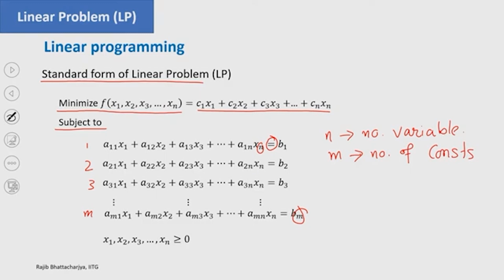It is a minimization type problem, but you need not worry if your problem is a maximization type, because you can convert your maximization problem to a minimization problem. The constraints should be equality type constraints. If you have inequality type constraints, you have to convert your problem to equality type constraints. That also we will discuss.